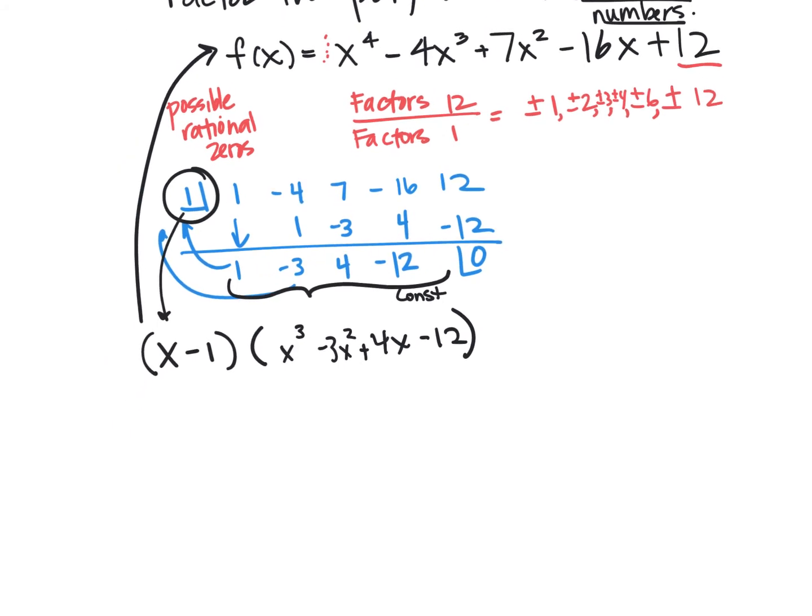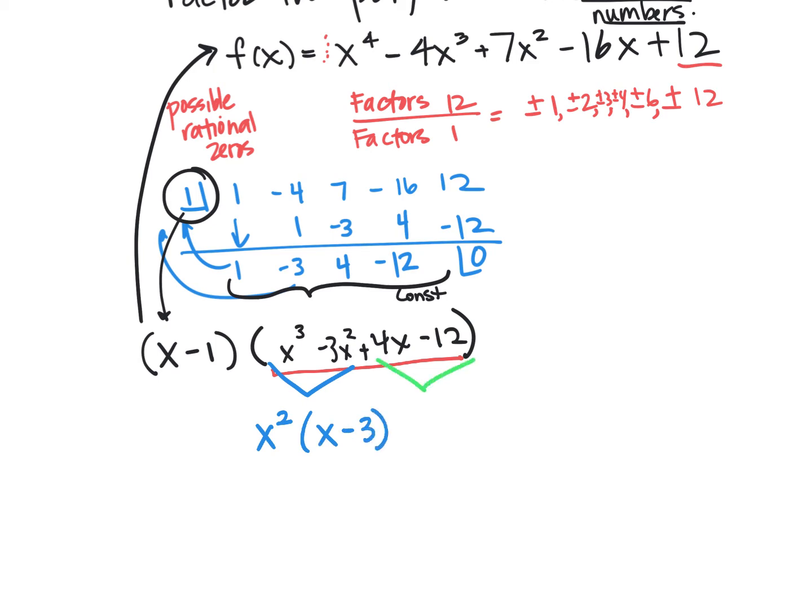Sometimes we could do, or have to do, synthetic division again on what's left over to break that apart. But I see 4 terms, and it looks like we might be able to do some grouping. I'm going to look at the first 2 terms, and they have an x squared in common. I'll factor that out, and I'll be left with x minus 3.